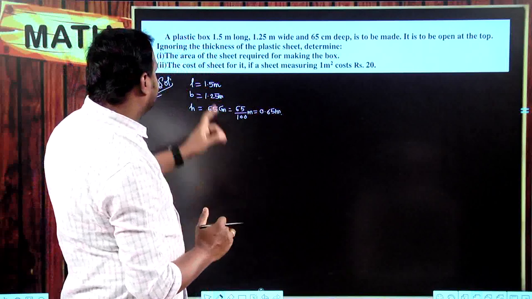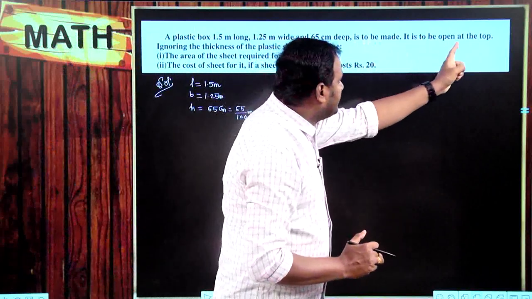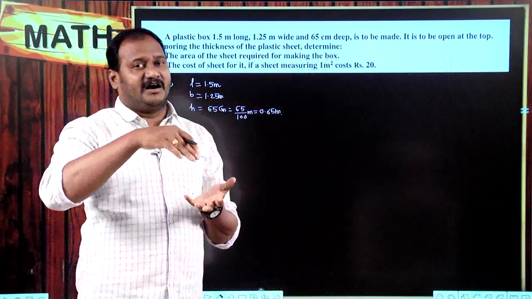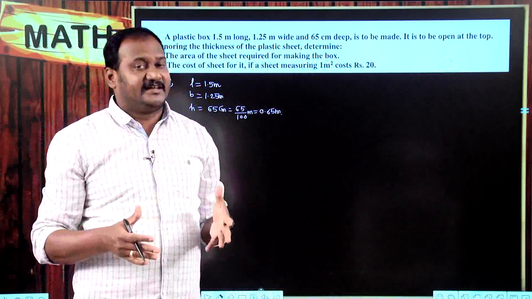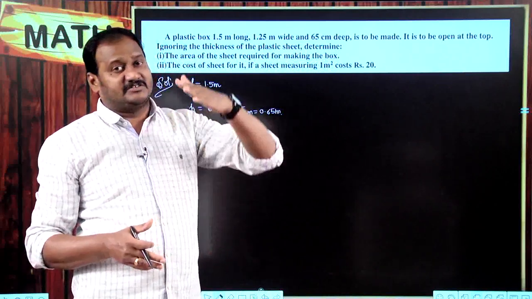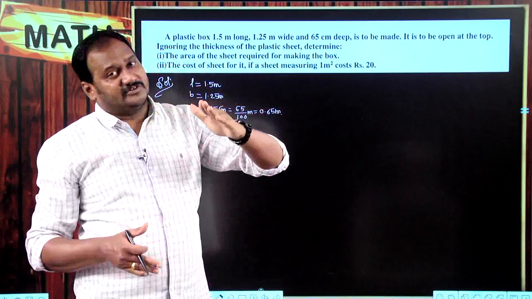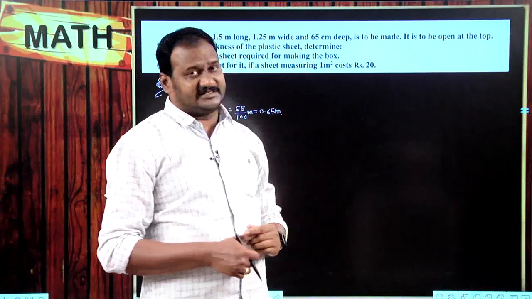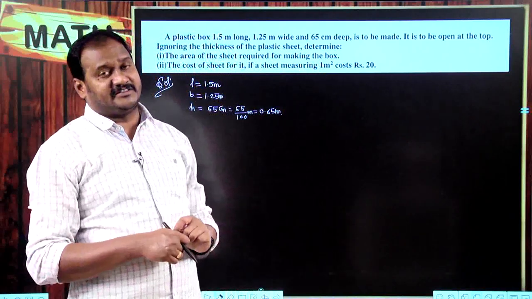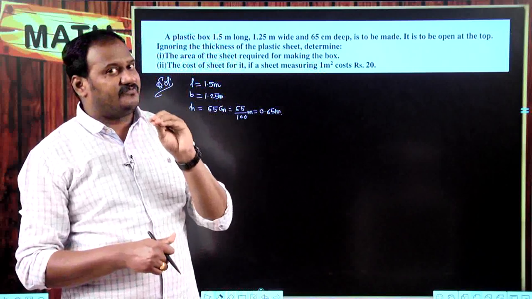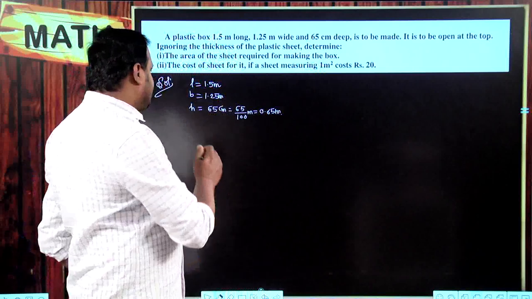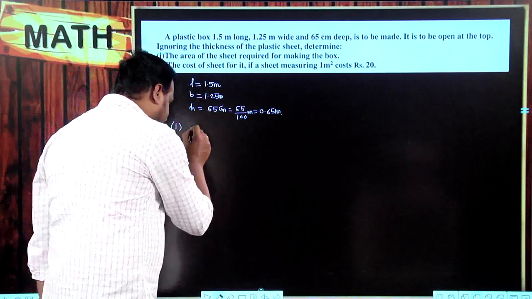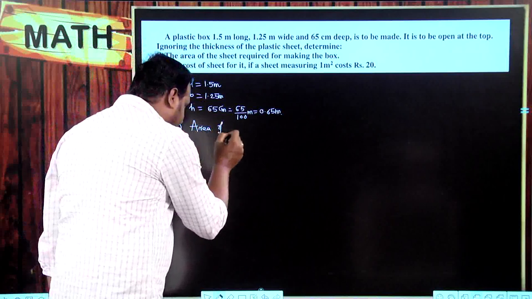What are we supposed to find here? The plastic box is to be opened at the top. When it is opened at the top, then there is no lid. If there is no lid on the box, then how many faces are there for the box? Yes, it has totally 5 faces because the face on the top is removed. So, it has only 5 faces. What are you going to find? The area of the sheet required for making the box. That is equal to the area of 5 faces. So, that is what I am going to find here.